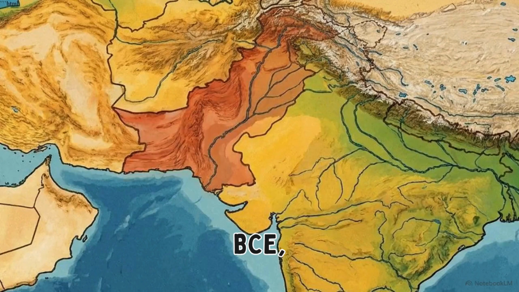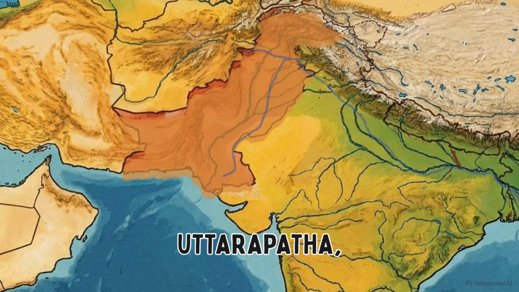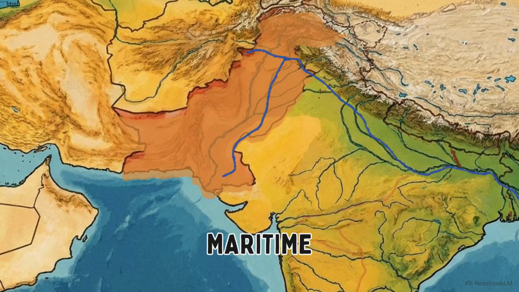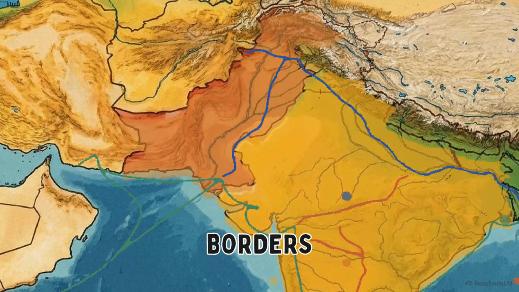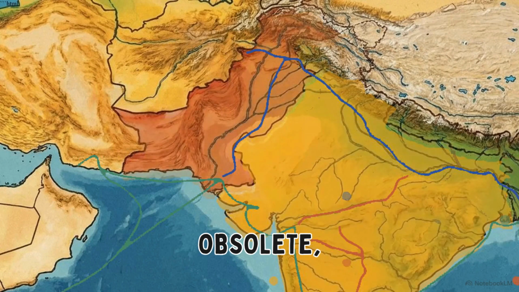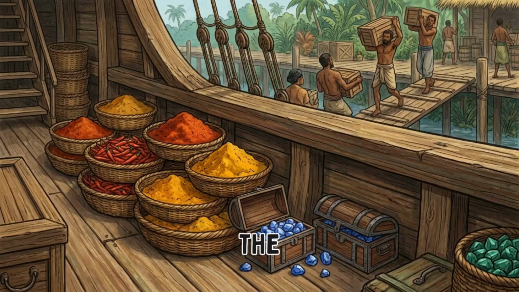By 300 BCE, the subcontinent was fully integrated. The Uttarapatha, the Dakshinapatha, and the maritime routes formed a single pulsing web. As this economic network grew, the old localized borders of the Mahajanapadas became obsolete, and those early kingdoms simply ceased to exist. Goods and culture now traveled from the southern ports to the northeast regions with ease.